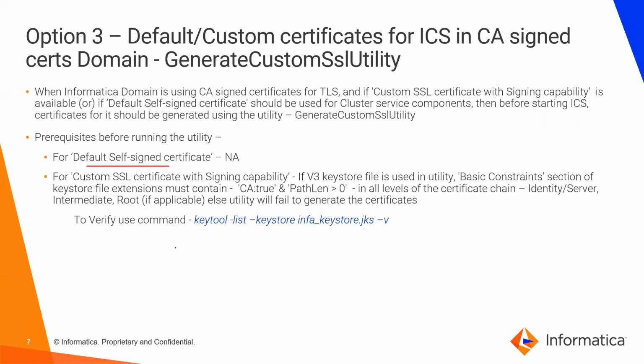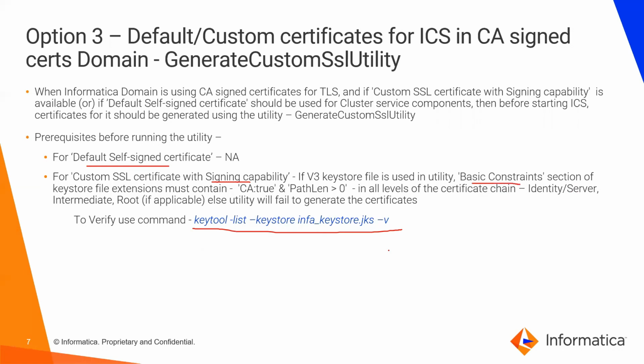But in case you want to use a custom SSL certificate, then the custom SSL certificate, whether it's self-signed or internally signed, should be having the signing capability. And how to verify whether it is having signing capability or not? To do that, you need to run this particular command, the keytool -list command. Once you run this command, you should be able to see the basic constraint detail in the certificate.